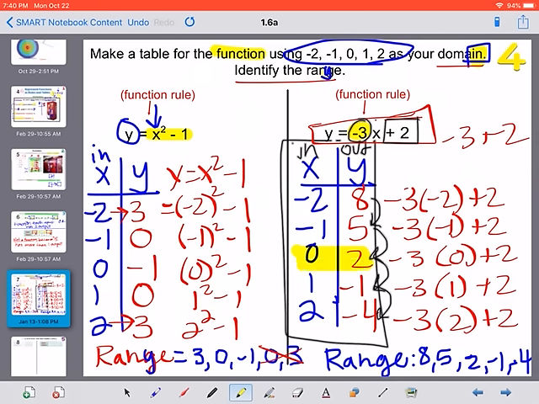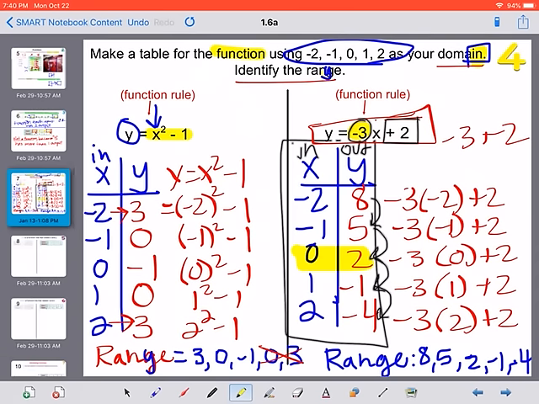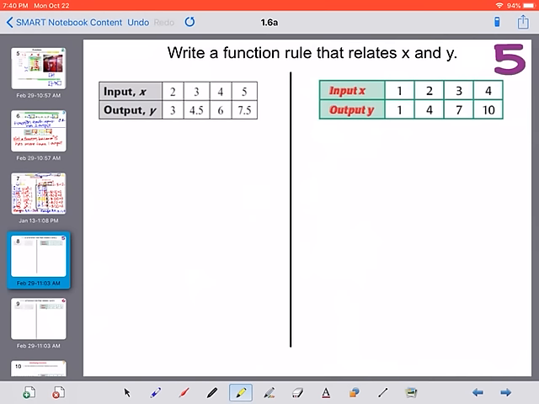If I were to plug in a 0, where are we beginning that graph if we actually were to graph this, which we'll get to later on in this chapter. So, if that doesn't make sense, we'll take a look here. It says write a function rule that relates x and y. So, we need our function rule. How are we getting from one number to the next?